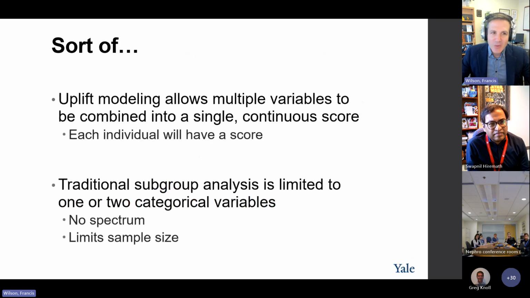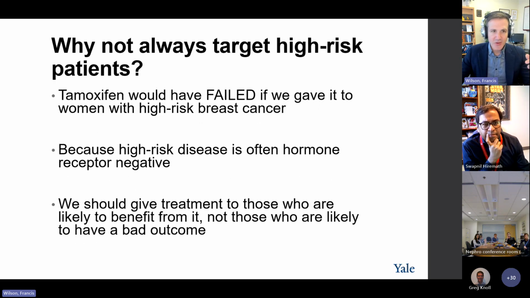But uplift modeling is not really just subgroup analysis because it's multivariable. An uplift model takes multiple variables, not just yes or no, do you have shock, and creates a single score from it, like a regression model. Traditional subgroup analysis is limited to one or two categorical variables, right? Like, patients with shock and who are greater than 70, which really limits your sample size, limits your statistical power, and doesn't have any appreciation for the spectrum of a disease. But we can actually do this in a multivariable context, and I'll show you how that works.